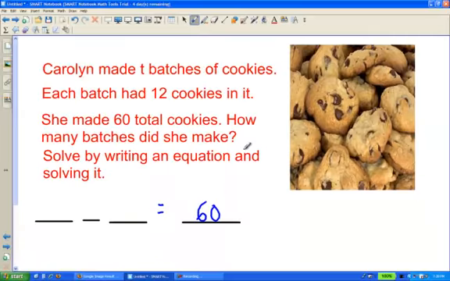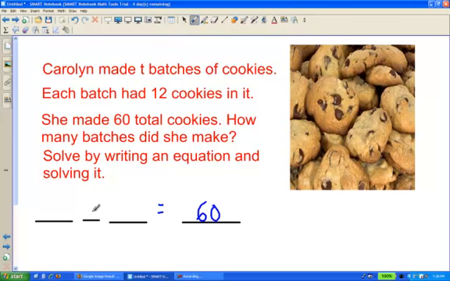So, first things first here. What does this word total mean? It usually means equal. So I'm going to put my equal there. And what number is right next to total? The number 60. If she made B batches of cookies, let's make up numbers for how many batches she made. Let's say she made 10 batches of cookies. How many cookies would she have made? Well, there's 12 in each batch. That would be 120 cookies.